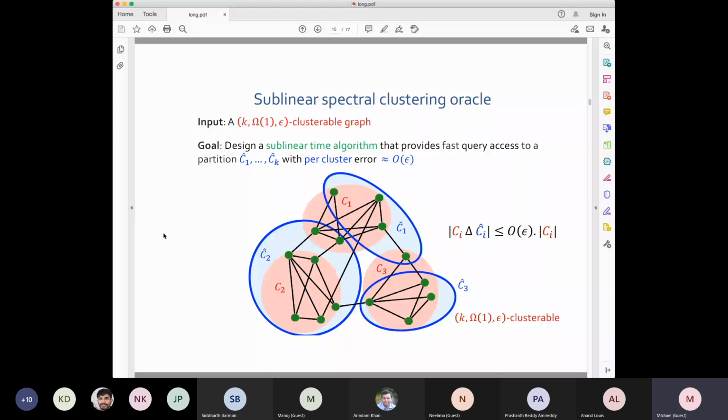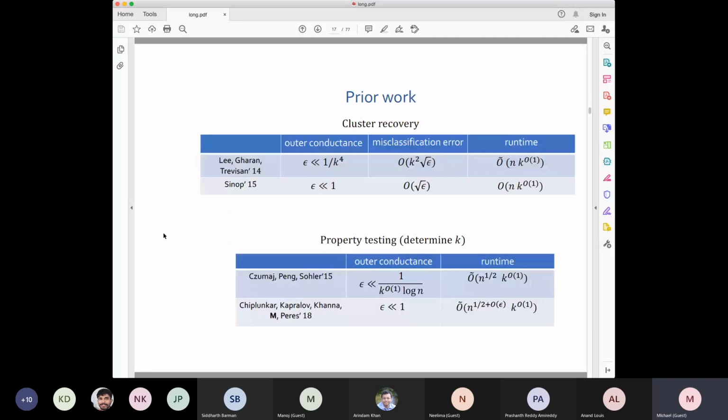Okay, great. So how would we solve this problem in general? What is known about such problems? For cluster recovery, the first thing one can apply is results on multi-way Cheeger's inequality, for example the ones from James Lee, Shayan Oveis Gharan, and Luca Trevisan. Here we would need the outer conductance to be inverse polynomially small in the number of clusters, and the misclassification error would be some poly k times the square root of the outer conductance.